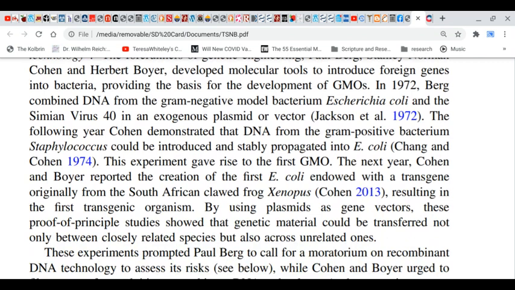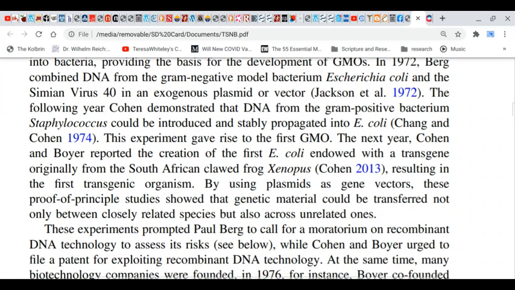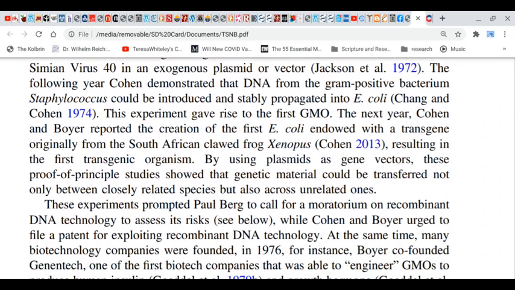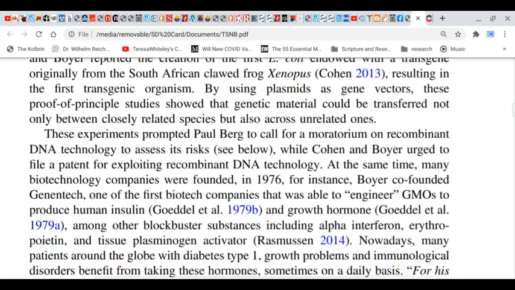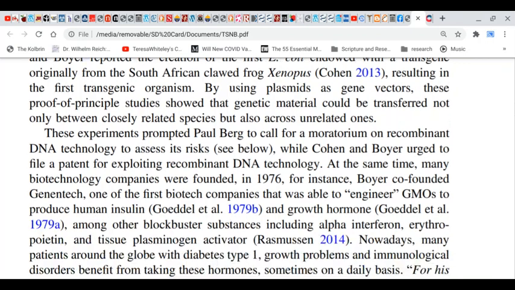The next year, Cohen and Boyer reported the creation of the first E. coli endowed with a transgene originally from the South African clawed frog, Xenopus, resulting in the first transgenic organism. By using plasmids as gene vectors, these proof of principle studies showed that genetic material could be transferred not only between closely related species but across unrelated ones. These experiments prompted Paul Berg to call for a moratorium on recombinant DNA technology to assess its risk, while Cohen and Boyer urged to file a patent for exploiting recombinant DNA technology.